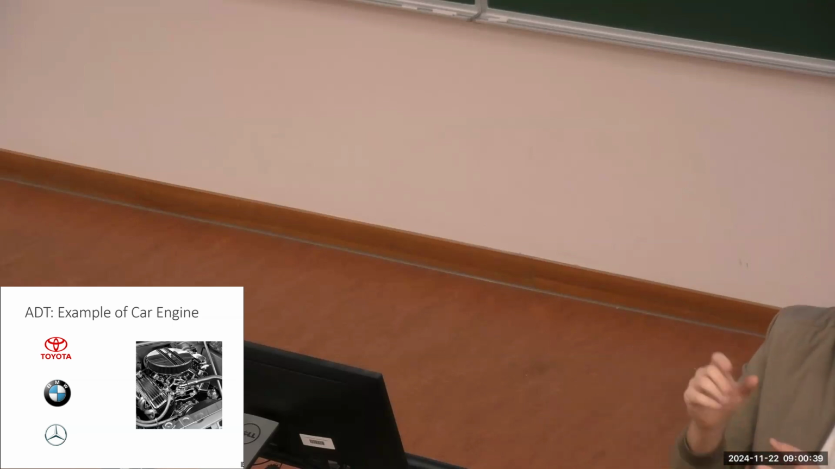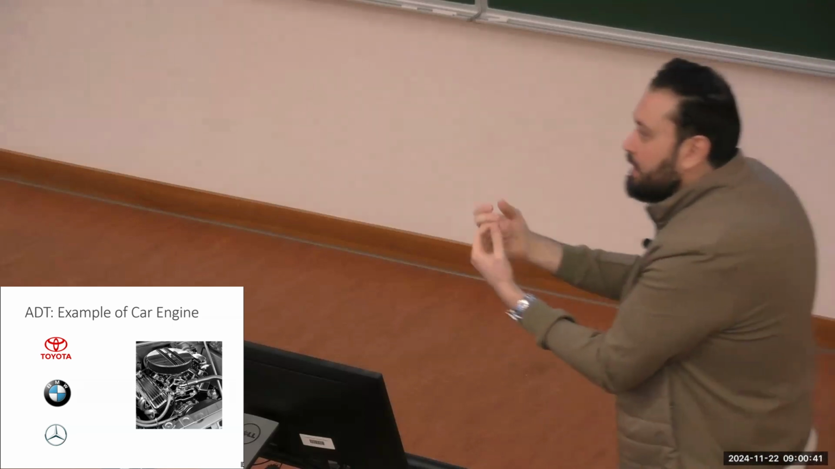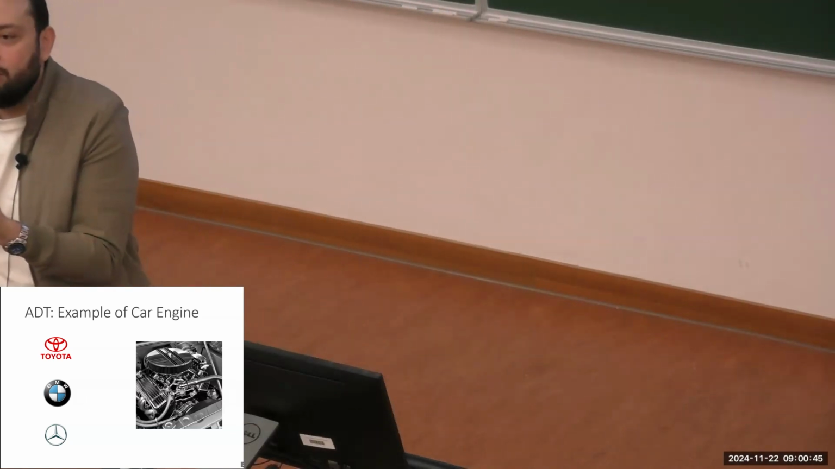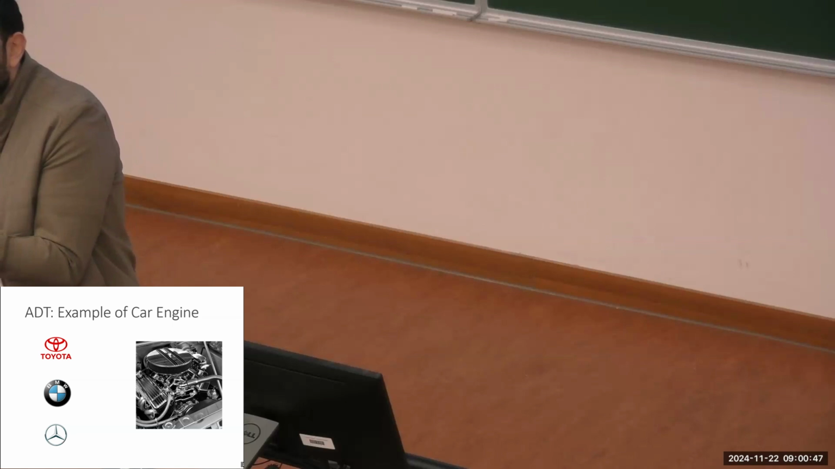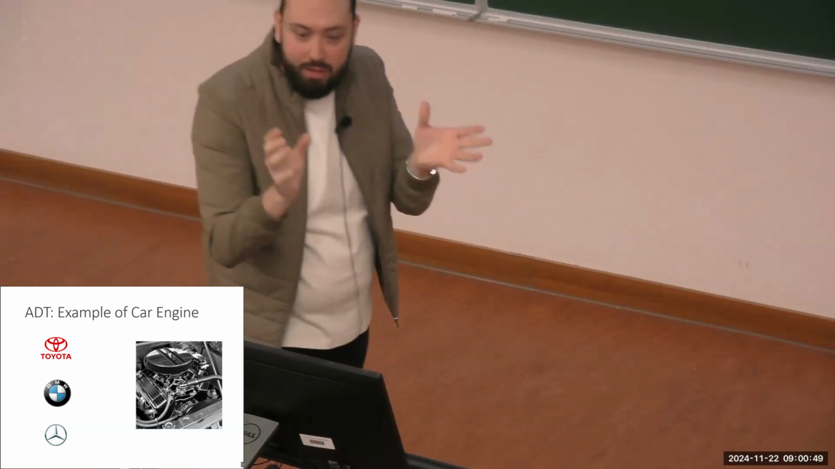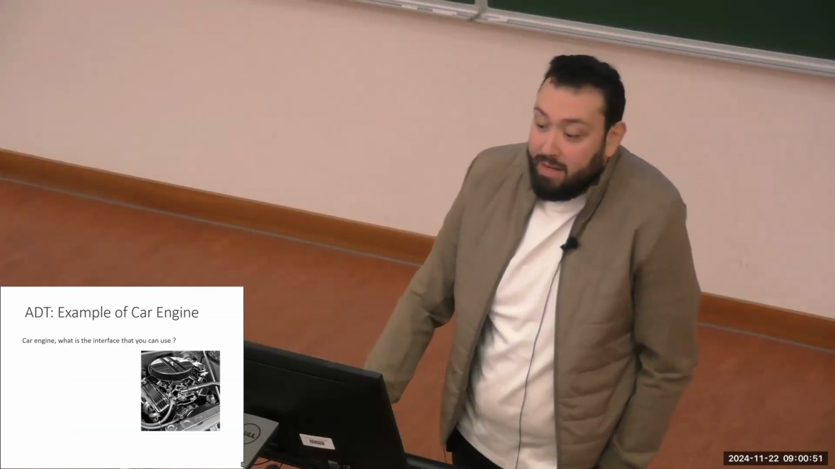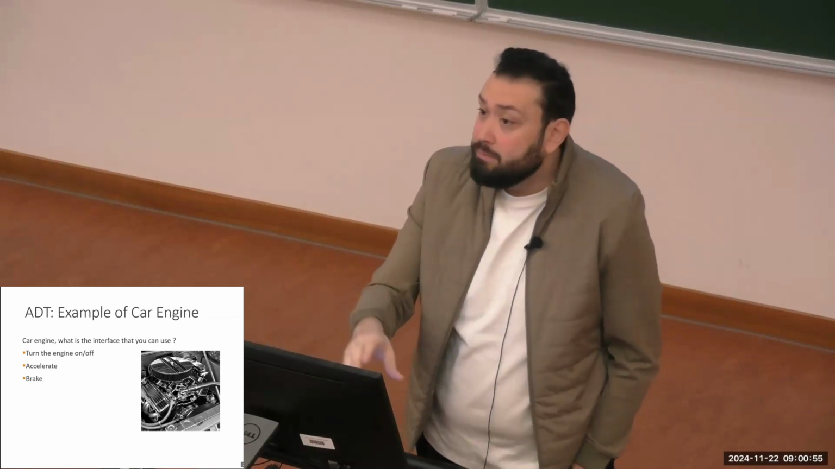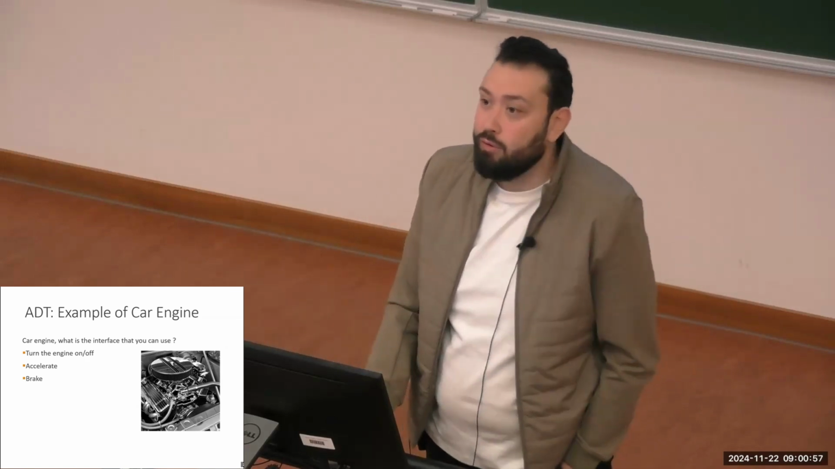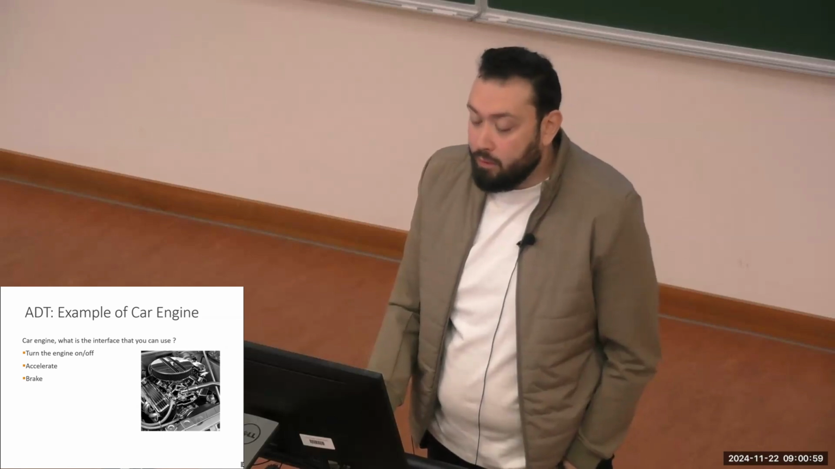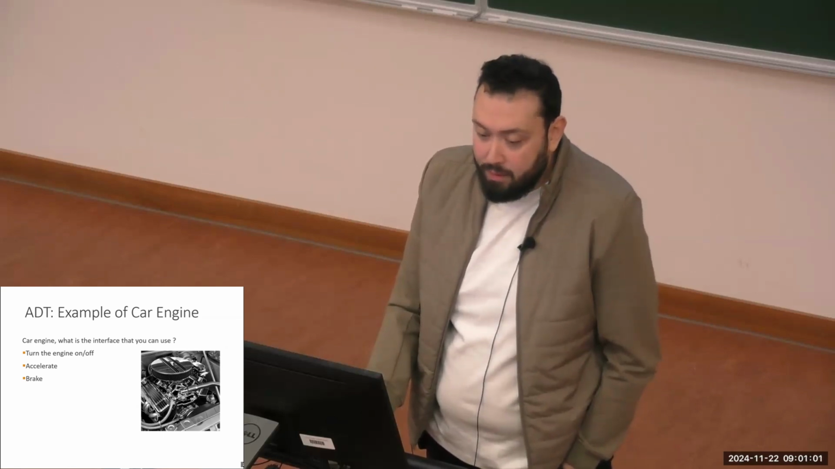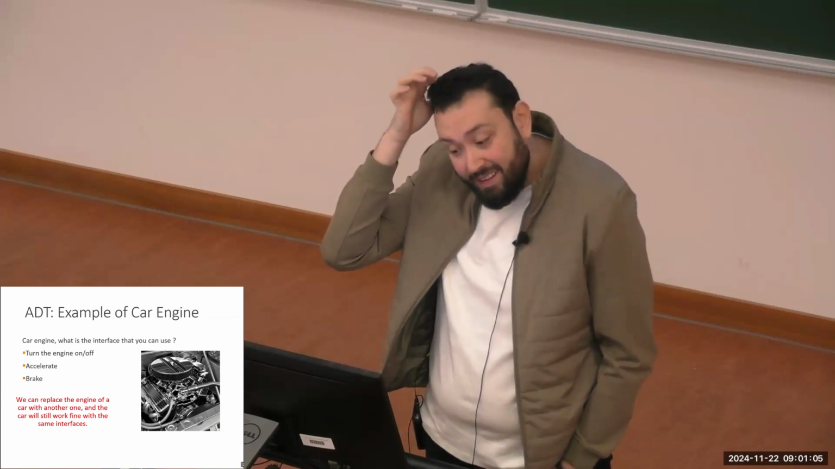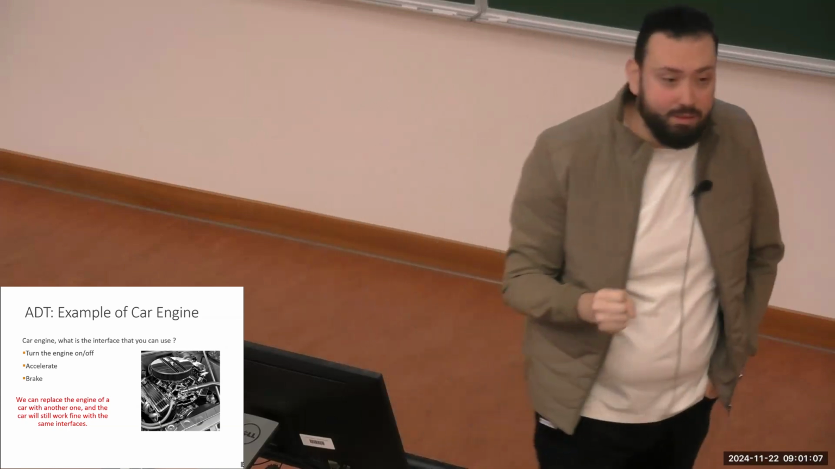But inside this abstract data type, I can design a car using a BMW engine or use a Toyota engine or whatever. So I'm sure that you get the idea now. So car engine, what is the interface? We can turn the engine on, off, accelerator, brake, all of these will be the same for all the abstract data types. And then we can replace the engine of a car with another one, and the car will still work fine with the same interfaces.